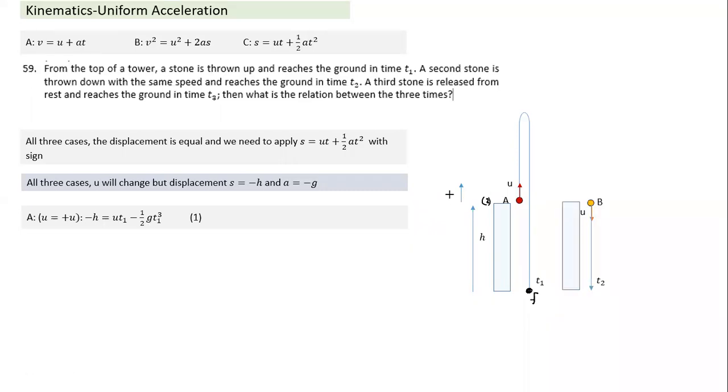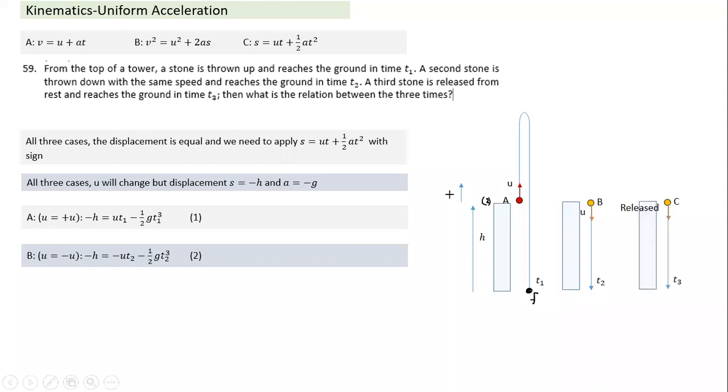In the second case, it is the same speed in the downward direction. So what will happen? Here u was positive, here u will become negative. Rest all will remain the same, and the time it takes to reach from here to here is t2. So in this equation, u is replaced by minus u, and t becomes t2 square. And the third case: it is released from rest from the same height. So here u is 0.